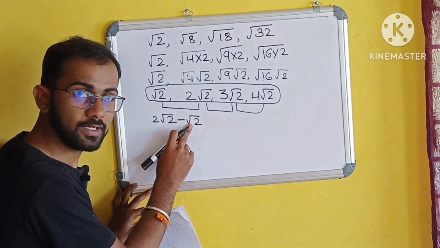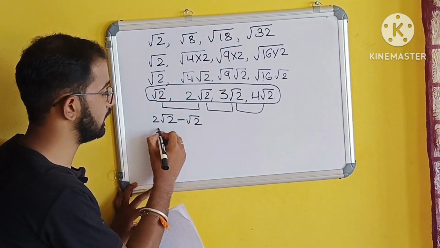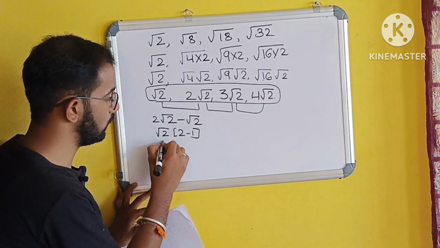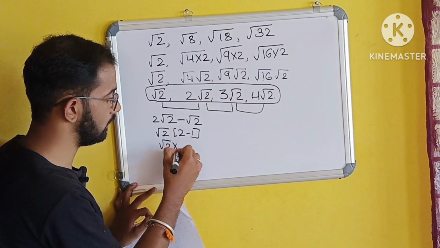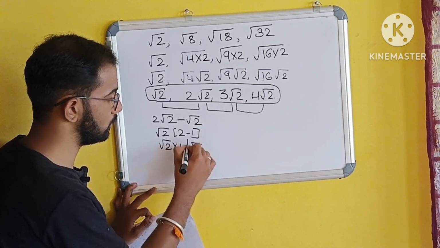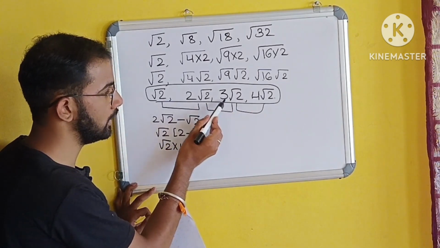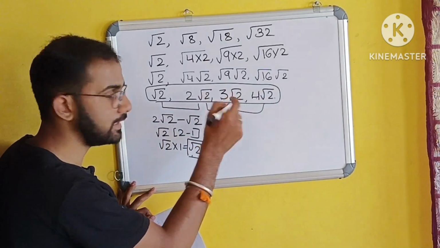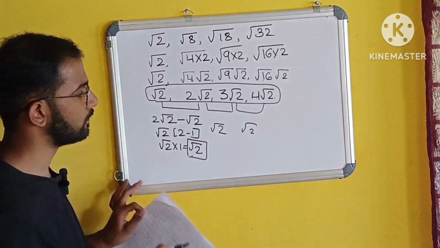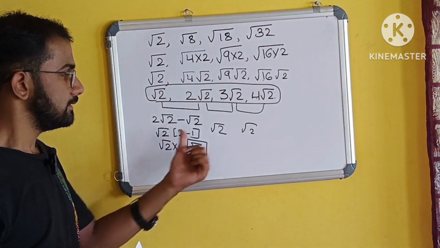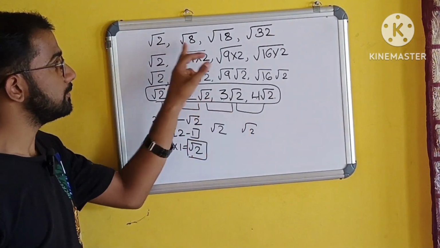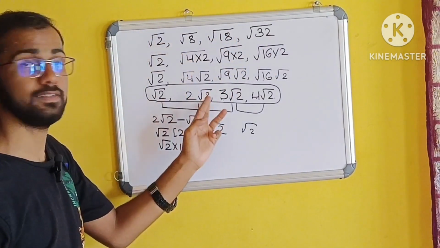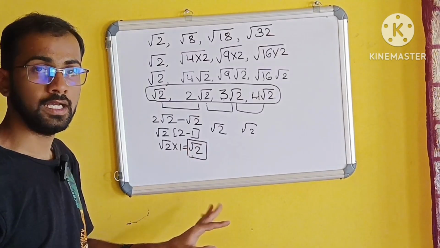Root 2 is common in these two terms. Let's take it as a common. 2 minus 1 root 2, and 1 into root 2 is root 2. The value is root 2. Here also, 3 minus 2 is also root 2. 4 minus 3 is 1, 1 into root 2, root 2. Since the common difference between these terms is the same, hence the given sequence is in arithmetic progression.